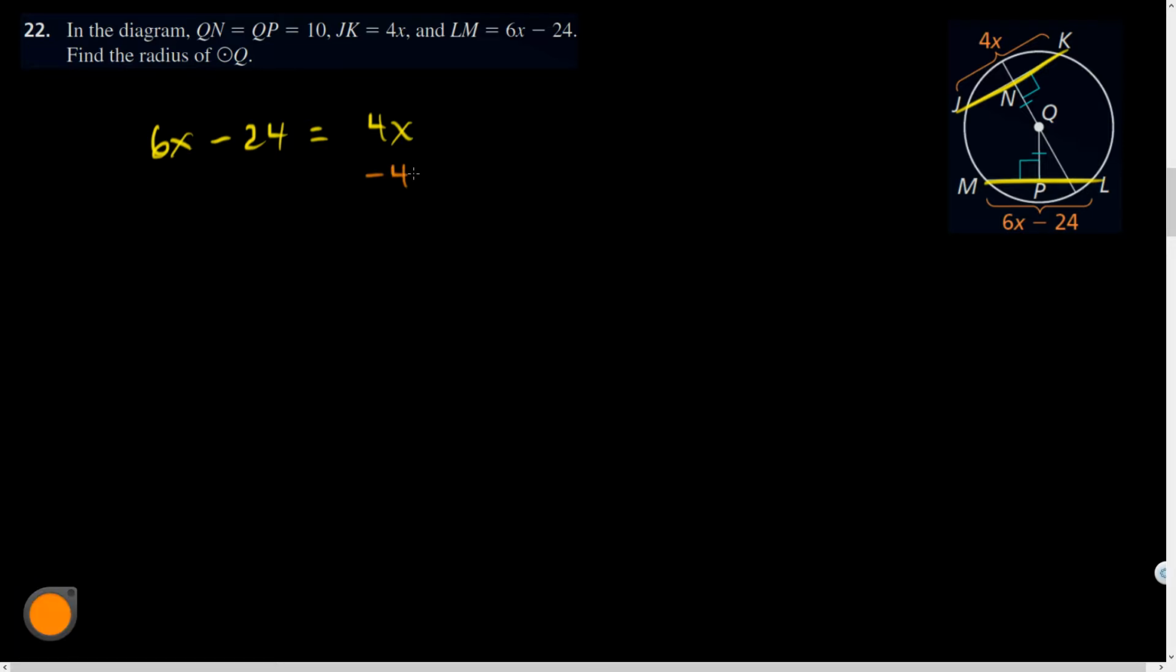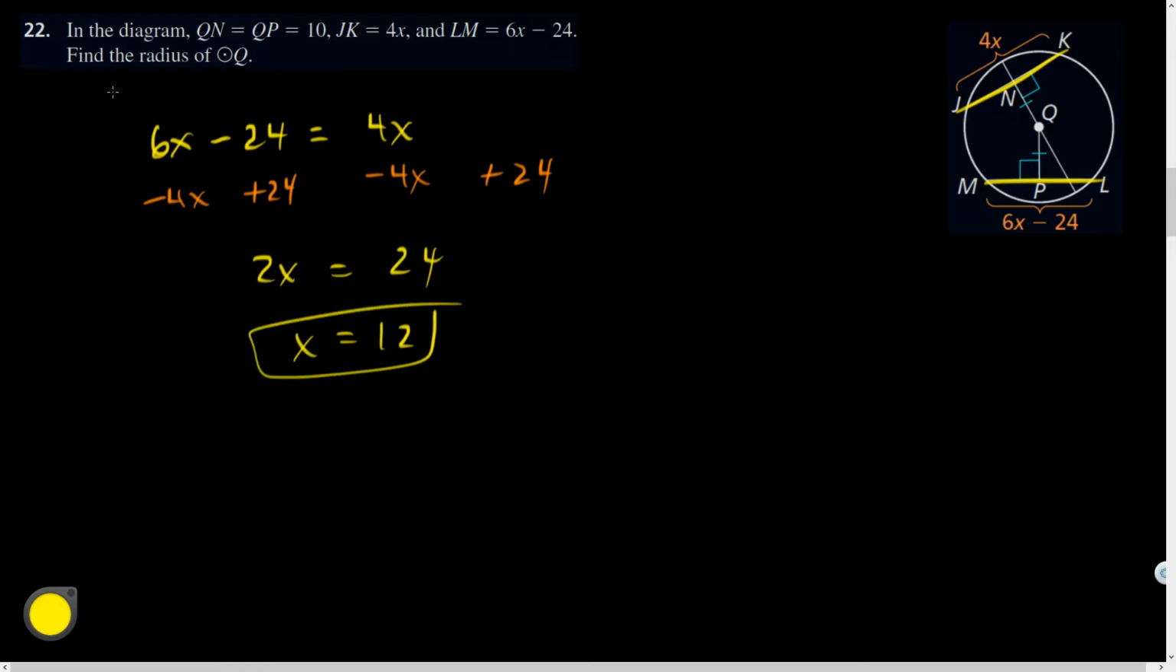Let's see. I'm going to subtract forks from both sides. I'm going to add 24. By the way, 24 is the most factorable number of its size. Up to 24, it has more factors than any other number less than it. That's positive. 6x minus 4x is 2x, and 24 looks like x equals 12. And that's not the answer, my friend.